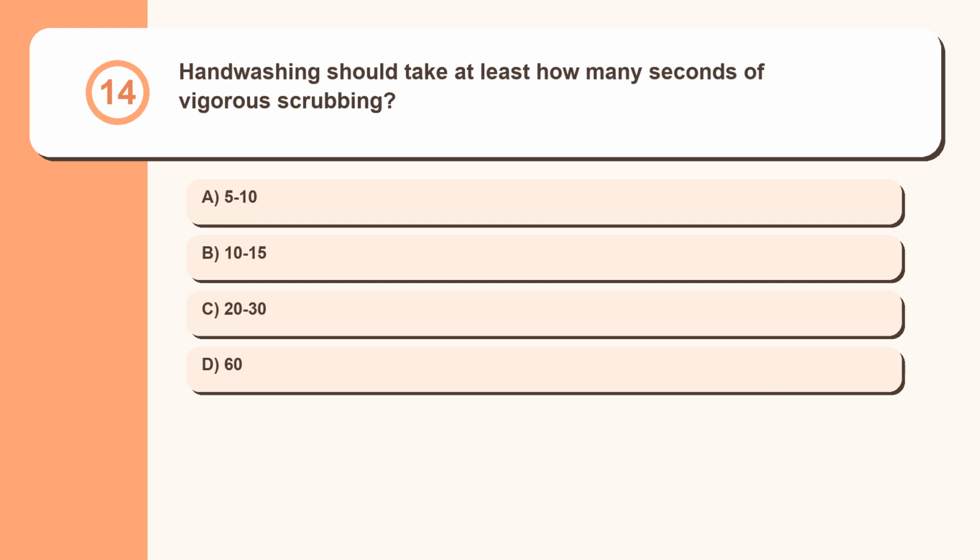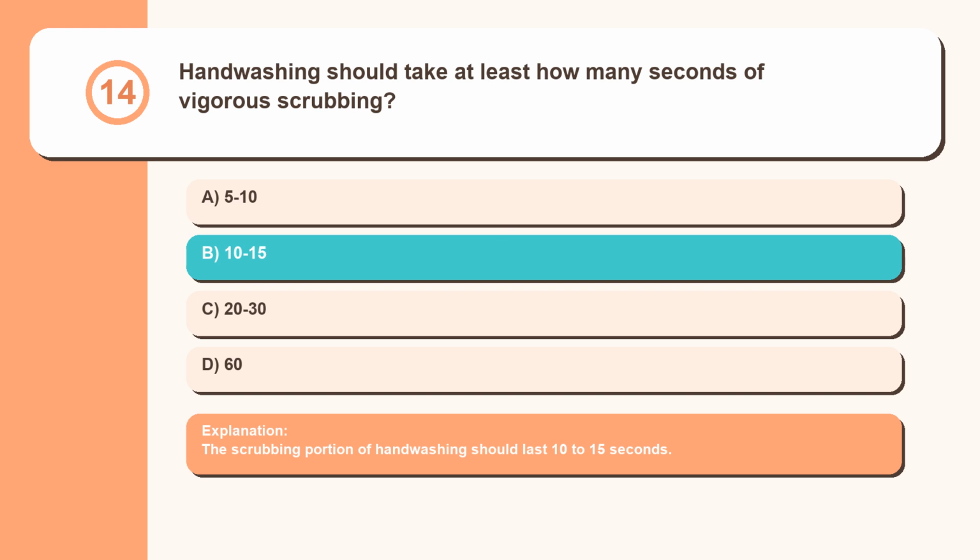Question 14. Hand washing should take at least how many seconds of vigorous scrubbing? 5 to 10, 10 to 15, 20 to 30, or 60. The scrubbing portion of hand washing should last 10 to 15 seconds.